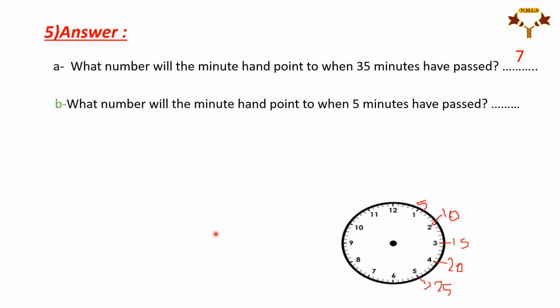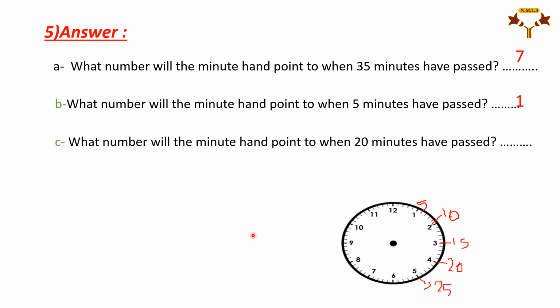Number B. What number will the minute hand point to when 5 minutes have passed? 5 minutes have passed means the long hand will be at 1. Then the number will be 1. Number C. What number will the minute hand point to when 20 minutes have passed? 20 minutes have passed, then the long hand will be at 4. Then the number will be 4.